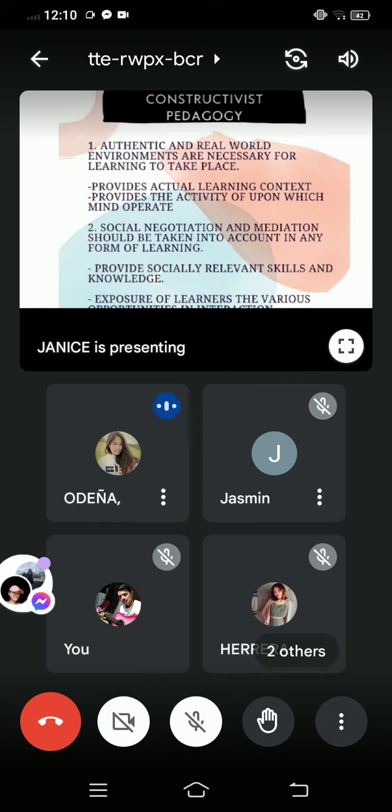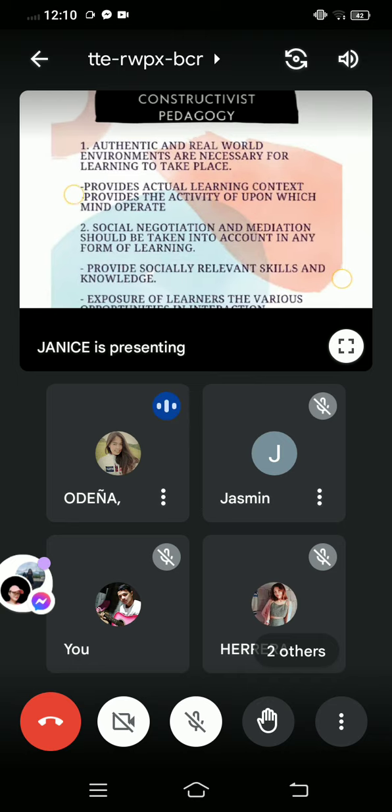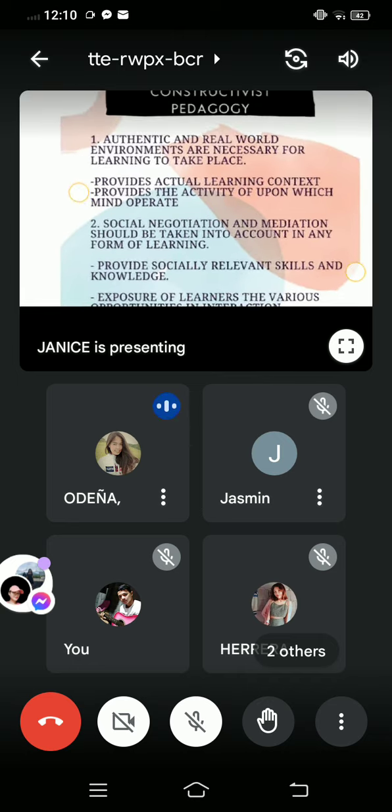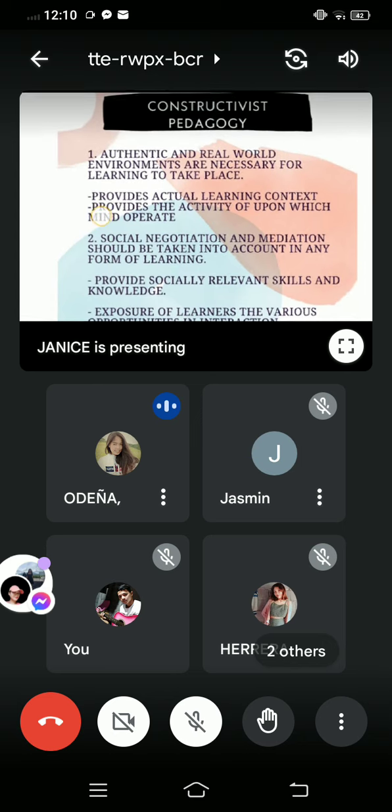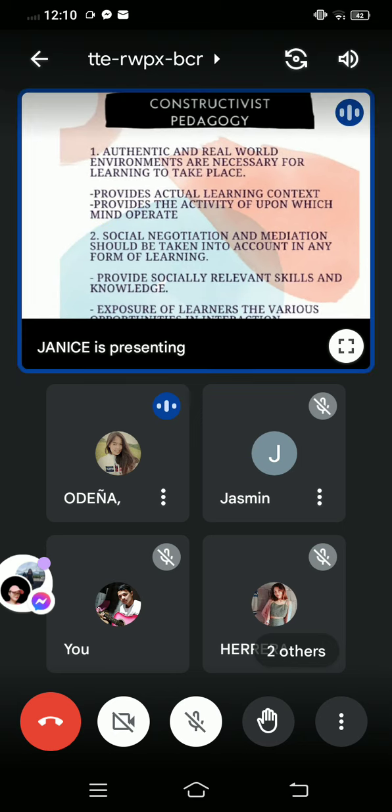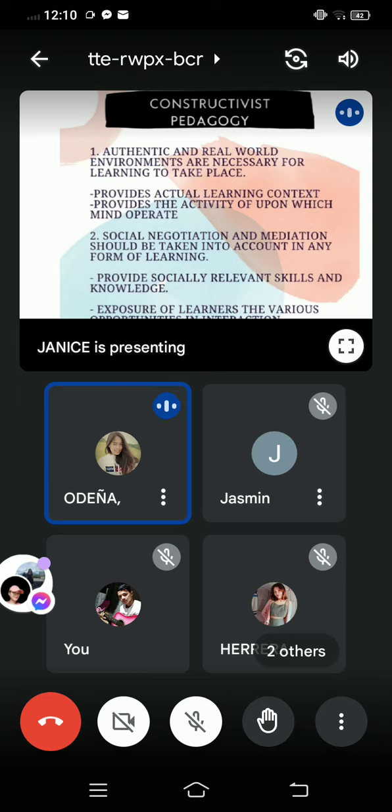So, ibig sabihin, pag sinabi nating authentic, ito ay tunay or real world task, it gives more interest to learners. Like for example, gardening or cooking, the students become more actively engaged in their tasks or what they're doing. So, mas natututo po yung mga estudyante pag tunay po yung ginagawa nila.